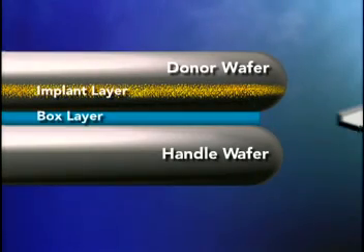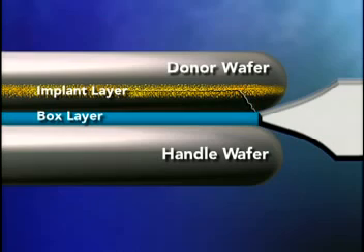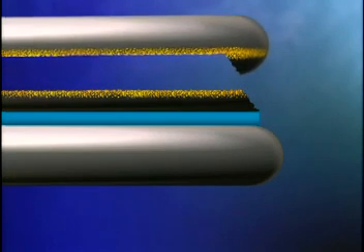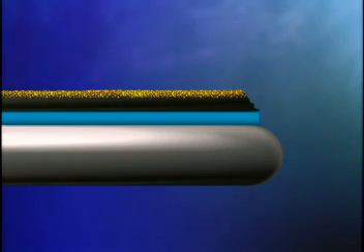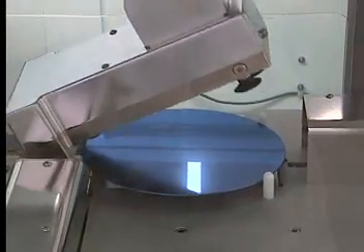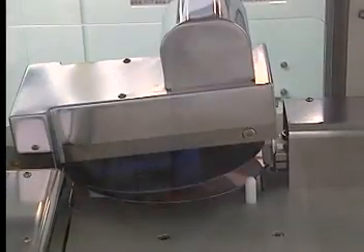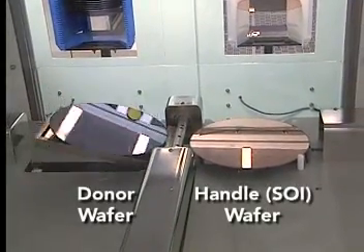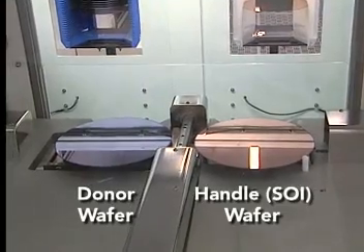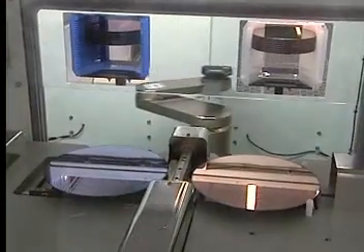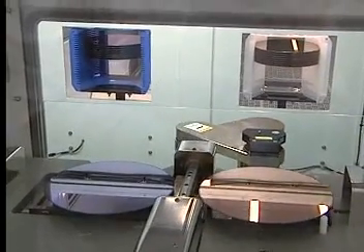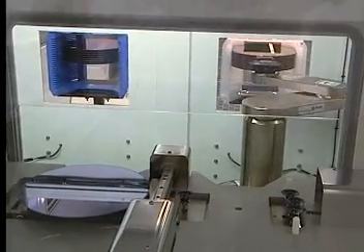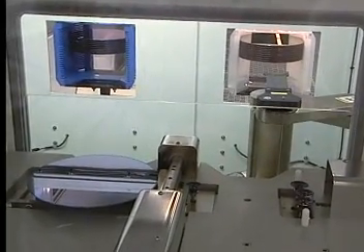A small fracture is initiated at the edge of the bonded pair as the donor and handle wafers are gently pulled apart. The fracture jumps into the implanted layer and propagates across the entire donor wafer. This results in the bulk of the donor wafer separating from the handle wafer. The thin oxide layer and silicon layer have been transferred from the surface of the donor wafer to the surface of the handle wafer. The handle wafer, with the transferred oxide and silicon layers, becomes the SOI wafer. The remaining donor wafer can be repolished and recycled to make additional SOI wafers.